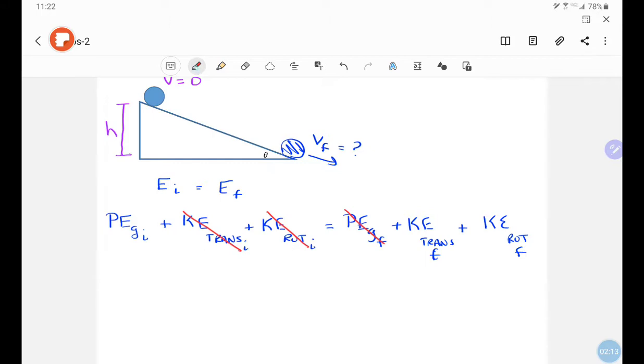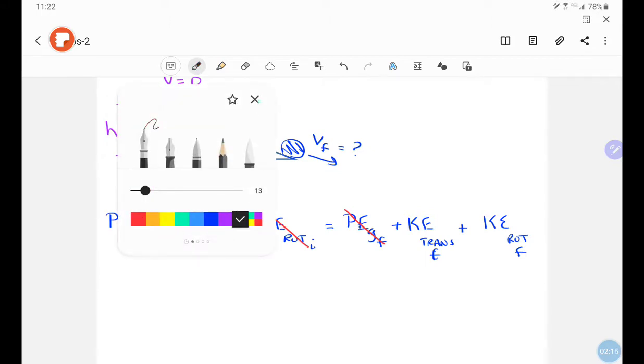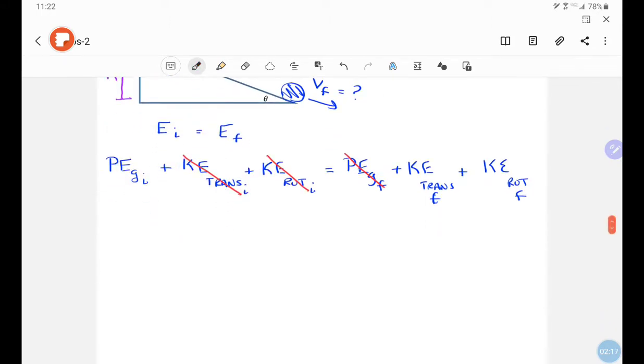Now, filling in what I know, gravitational potential energy is mgh. Translational kinetic energy is 1/2 mv squared. And rotational kinetic energy is 1/2 I omega squared.